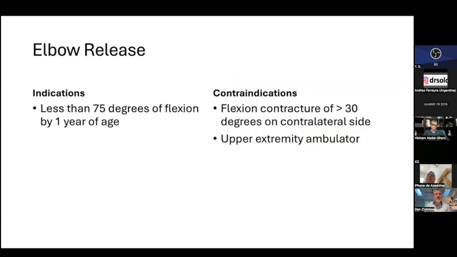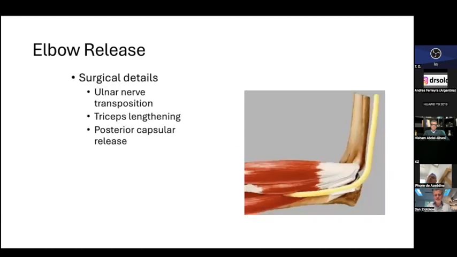So by the time they reach a year of age, if they haven't gained 75 degrees of flexion, then I will consider an elbow release. Contraindications are flexion contractures of greater than 30 degrees on the contralateral side. So if you have that, you may not be able to wipe, and therefore bending the other arm may be a problem.